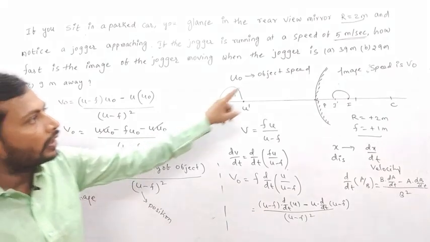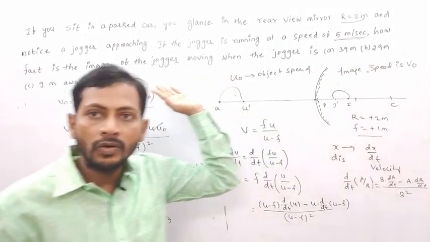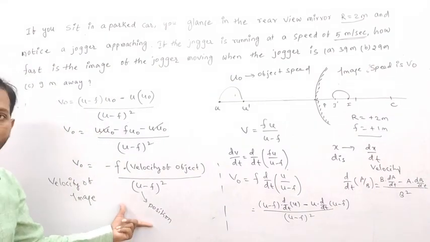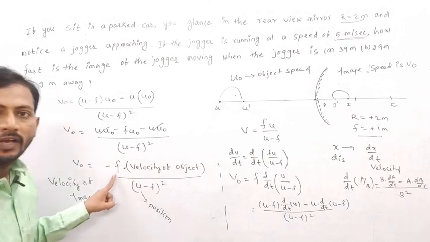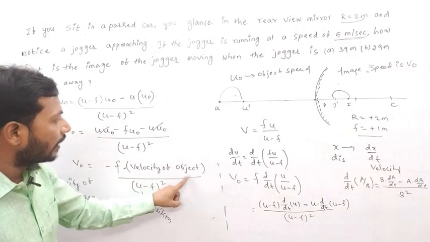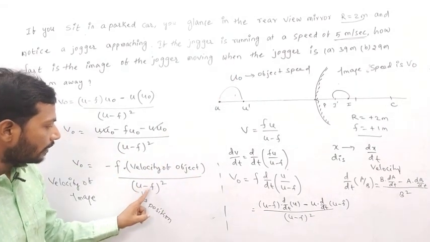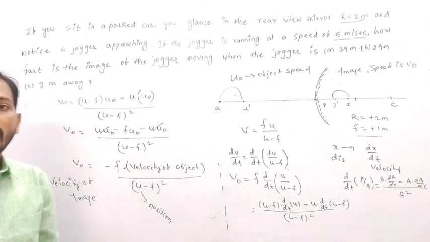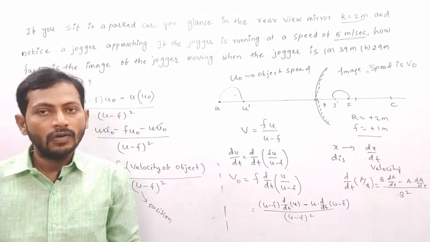So now for 29 meters, how are we going to apply? Previously I told the lengthy method, that much is not required. If you remember this formula, you are going to say, sir, velocity of image equals, in the place of f you apply 29, and in the place of object velocity 5, divided by 29 minus 1 whole square, 28 whole square. Then you are going to get the answer. I hope you enjoyed this question. Okay, we will take one more question.